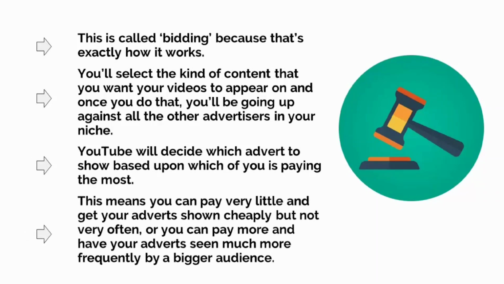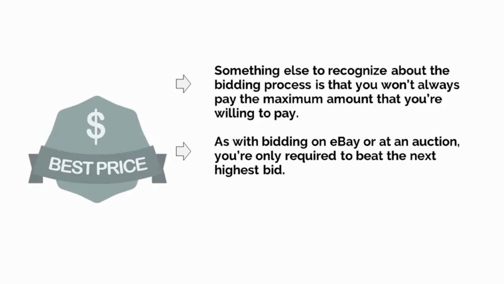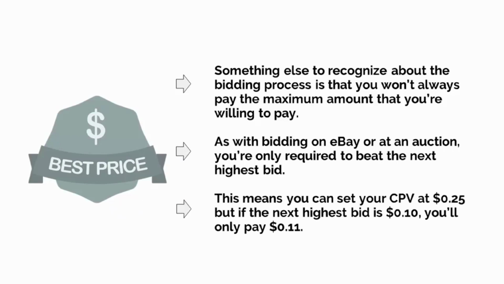So this means that you can pay very little and get your adverts shown cheaply, but not very often, or you can pay more and have your adverts seen much more frequently by a bigger audience. Of course, the amount that you're able to pay is likely to be dictated closely by the amount that you stand to earn from each video and how effective your campaign is at driving sales and profits. Something else to recognize about the bidding process is that you won't always pay the maximum amount that you're willing to pay. As with bidding on eBay or at an auction, you're only required to beat the next highest bid. This means that you can set your CPV at 25 cents, but if the next highest bid is 10 cents, you'll only pay 11 cents.